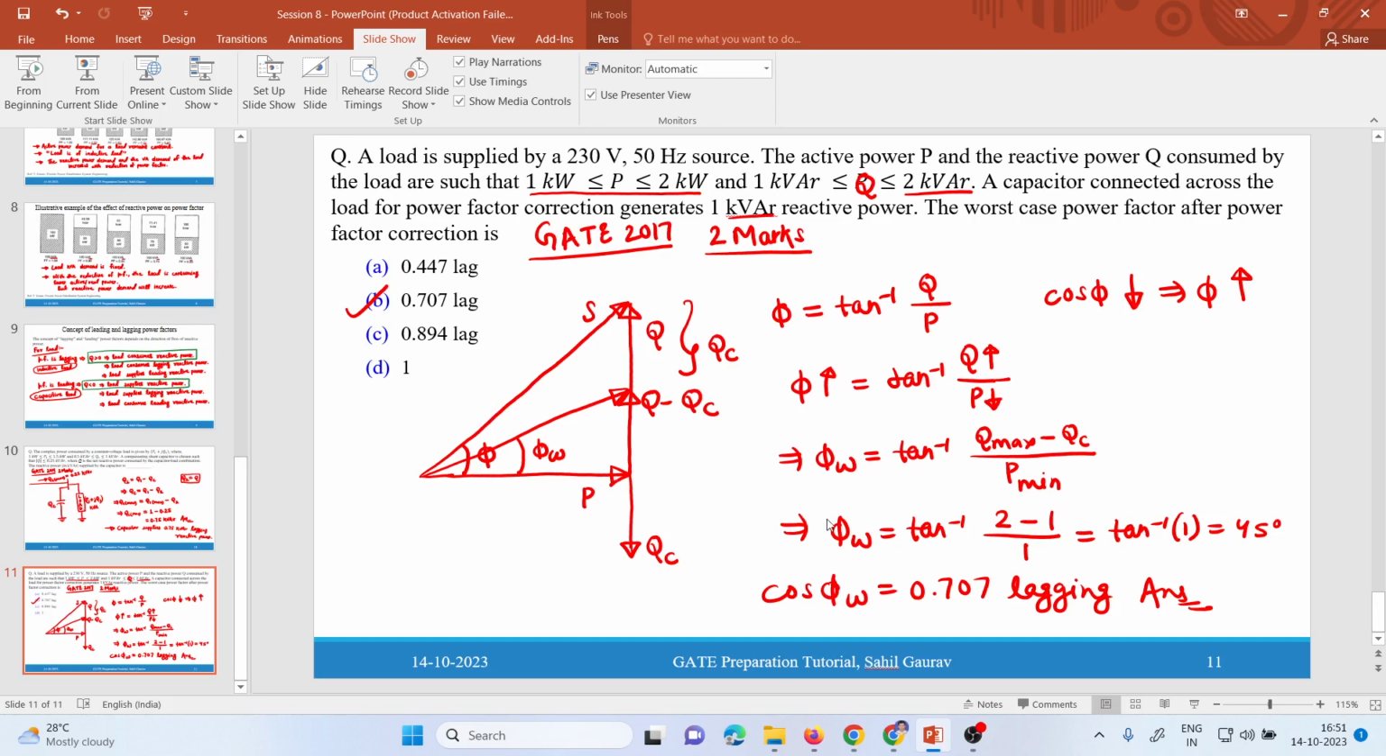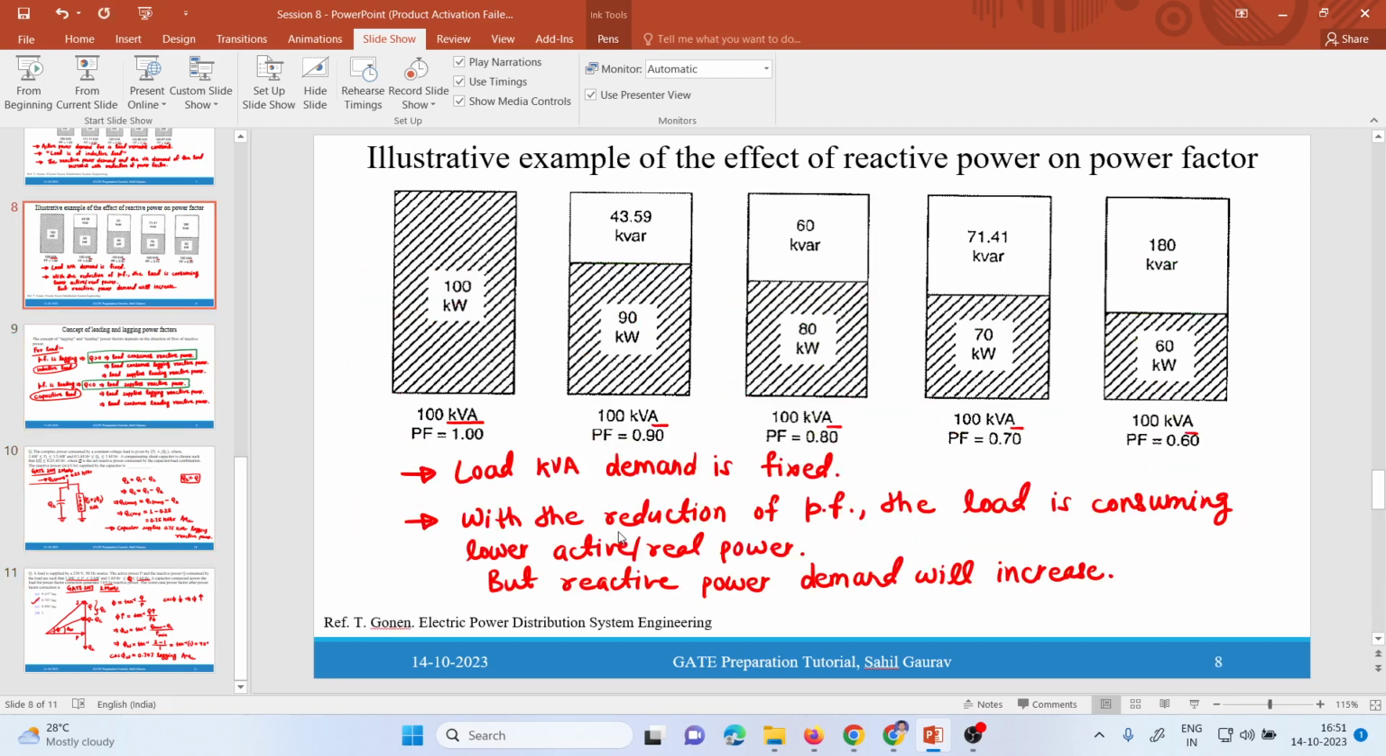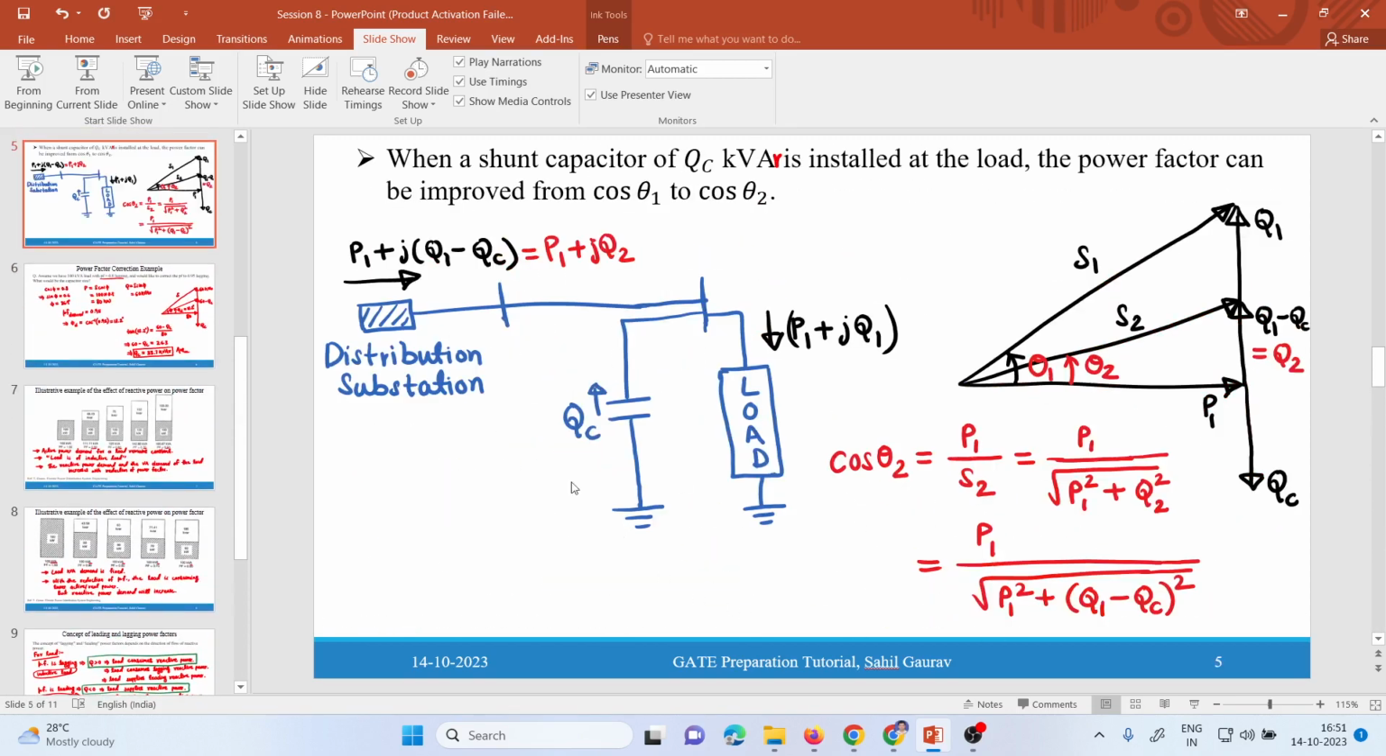Okay, sir. Sir, please explain how a capacitor bank improves the power factor. So this I have explained here. A capacitor bank is generally connected at the load end only. And at times, you may find capacitor banks at the transformer. Generally in India you cannot find it, but in many places in European countries and elsewhere they use the capacitor bank at the transformer only.